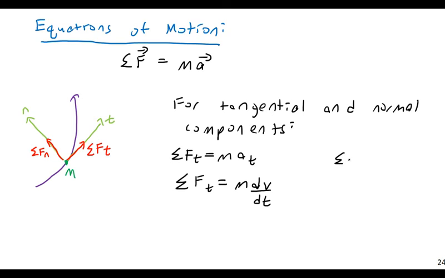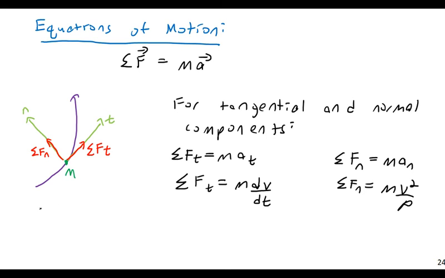the summation of forces in the normal direction would be equal to m a_n, which I could also replace a_n with v squared over rho. Summation of forces in the normal direction is equal to m times v squared over rho.